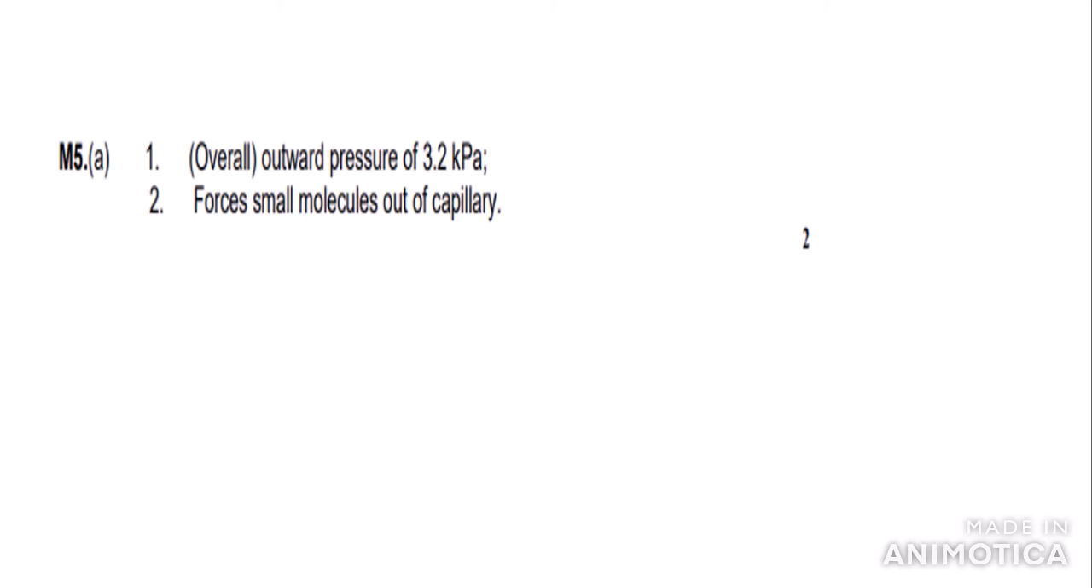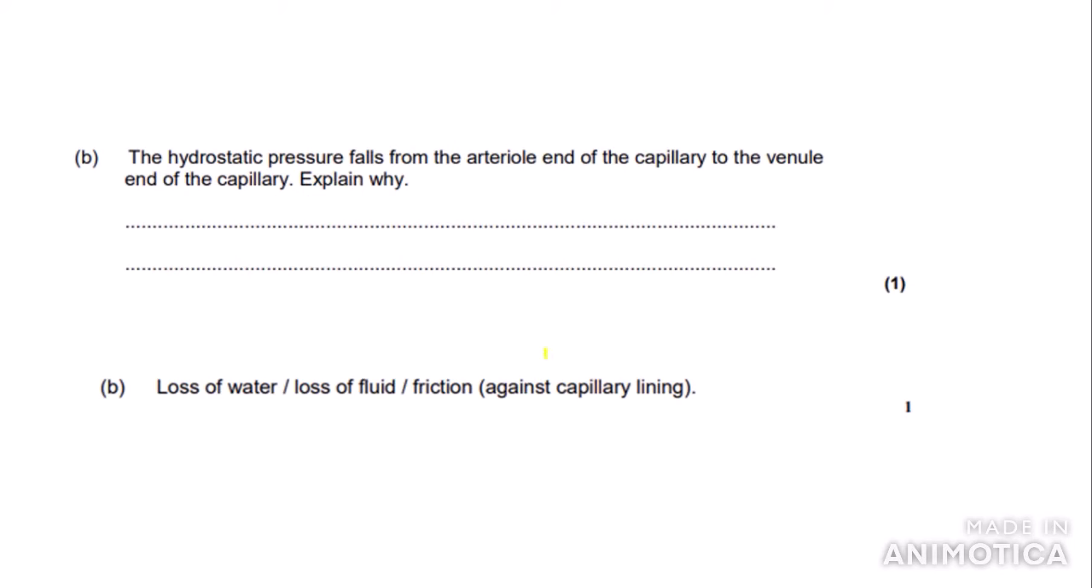So let's look at the mark scheme. The overall outward pressure is 3.2 kilopascals, so forces small molecules out of the capillary. Easy 2 marks there. So let's get on to the next one. The hydrostatic pressure falls from the arterial end of the capillary to the venular end of the capillary. Explain why. So here I've already printed the mark scheme.